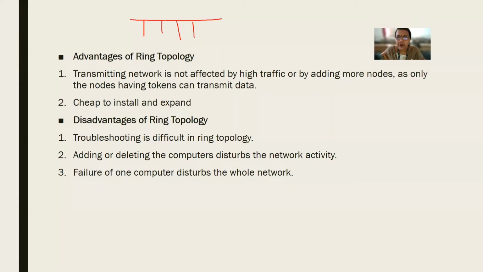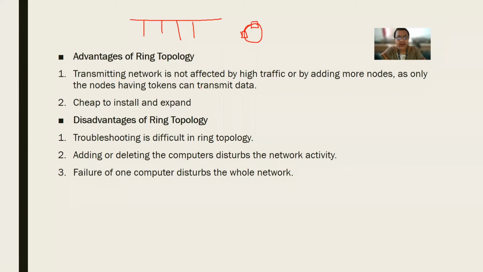So what happens if the traffic is more and data is passing through the same cable? There is a chance of network failure or data loss. But here, the traffic won't be affected because it is not like that; from the first node it goes to the second node, like that only data is passing. So the transmitting network is not affected by high traffic or by adding more nodes, as only the nodes having tokens can transmit the data. And it is not that costly, it's cheap to install, and expanding is also not a matter.